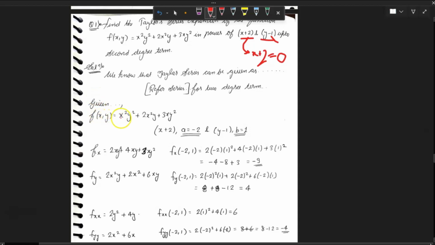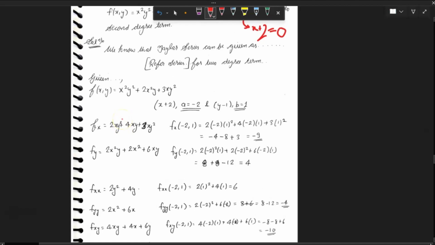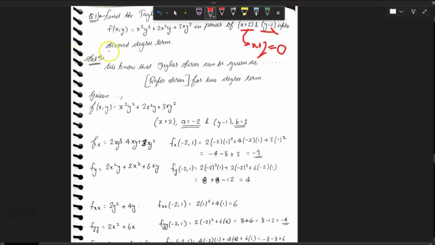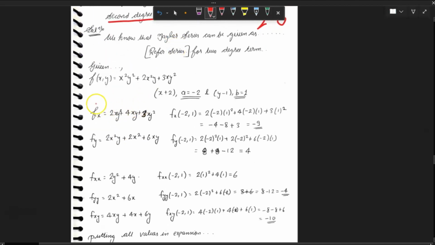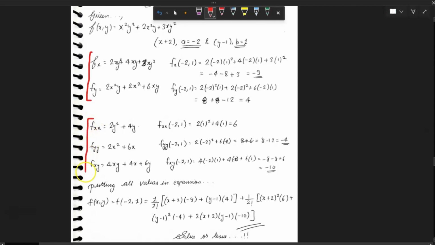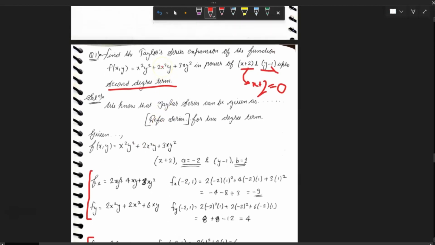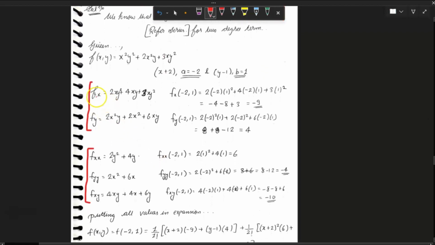So the value of a is minus 2 and the value of b is 1. So given the function f(x,y) as this and the values of a and b you got, now you have to do partial differentiation till the second term. So you have to find the partial differentiation of this f with respect to x and y separately, then xx and yy, and then xy. See, write the formula first for the Taylor series. If you write the Taylor series first, then you will know till what order you have to differentiate. So f_x means dou f by dou x, f_y means dou f by dou y.